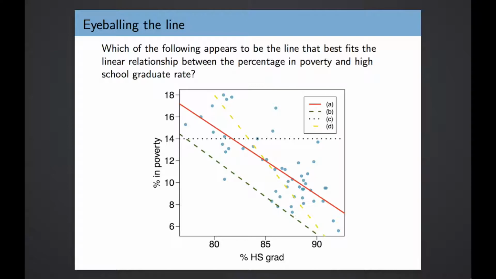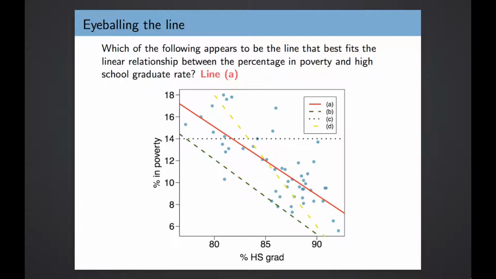This is again data on the percentage of people living below the poverty line and the percentage of high school graduates in each of the 50 states plus Washington, D.C. Each of the data points in this scatter plot is a state or D.C. And we want to be able to draw a line representing the linear relationship between these variables. In this scatter plot, we have a couple of different possible lines, A, B, C, and D. Take a minute and look at those and see which line you think best represents the relationship that we're looking at.